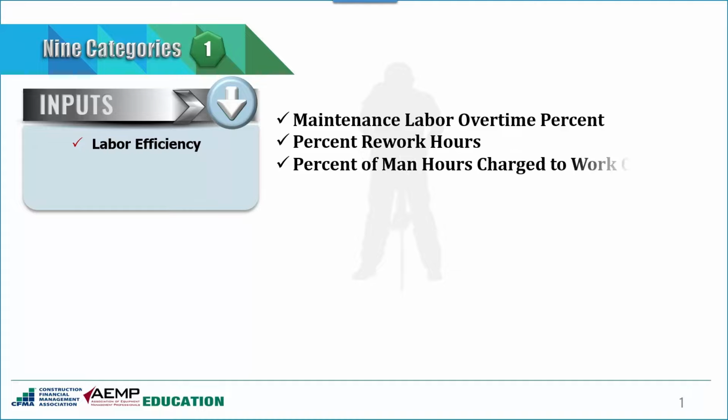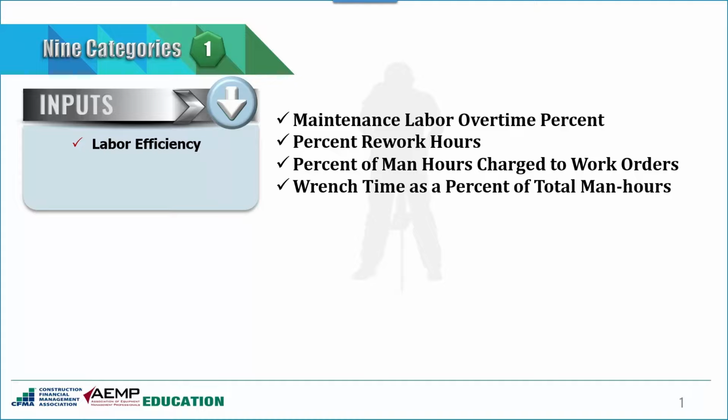The next one is percent of man hours charged work orders. We've got to be able to capture all the work and costs that we have so we can analyze it later. It's very difficult to do any kind of reasonable analysis if you don't have a record of the work performed. Another one is wrench time as a percent of total man hours. This is a productivity indicator, and it generally looks at value-added time compared to non-value-added time.